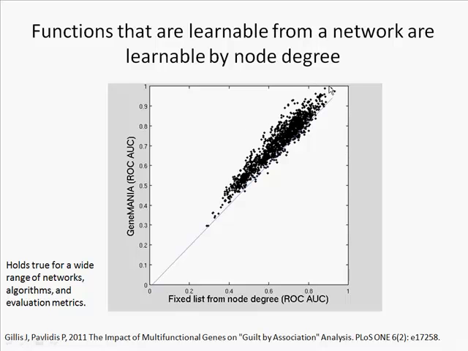What's really important here is that there's a correlation. The GO groups that are really learnable, which get a really amazing RSC score using the GeneMANIA algorithm, are exactly the same ones that do really well by node degree. So this is pretty strong evidence that that algorithm is being heavily influenced by node degree.